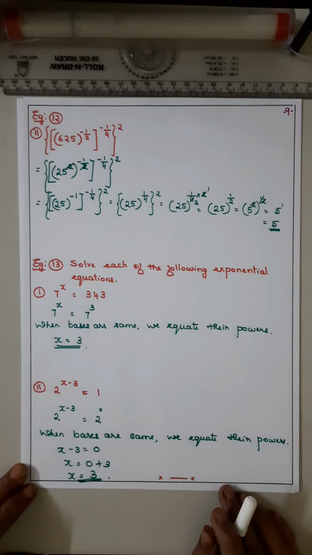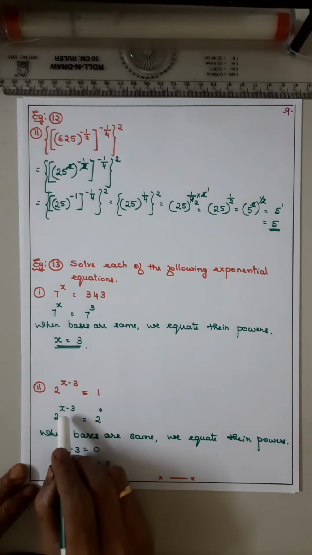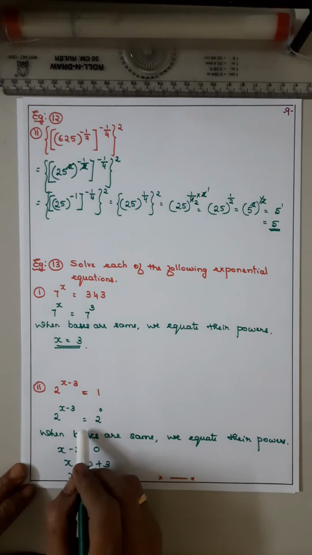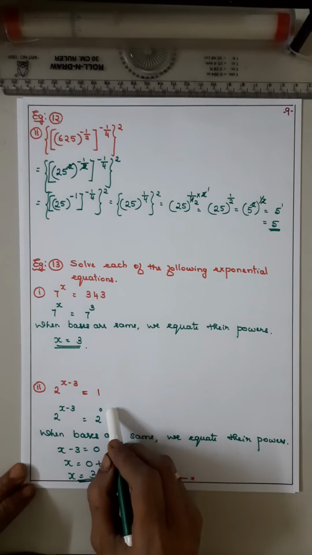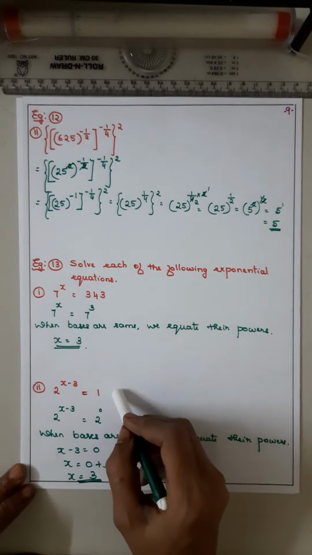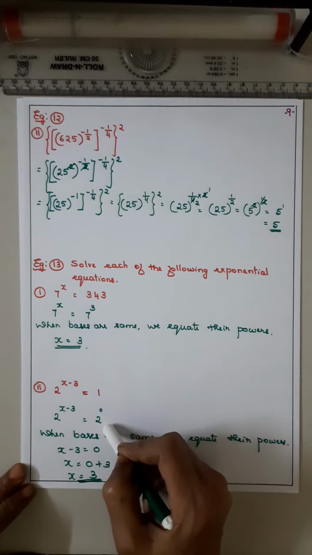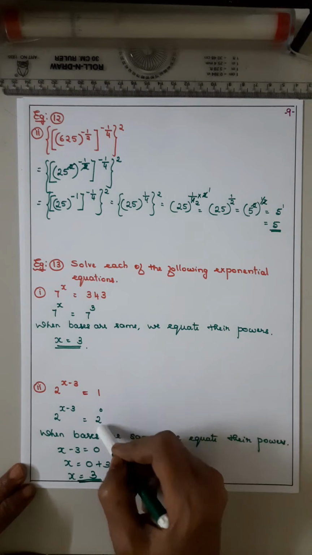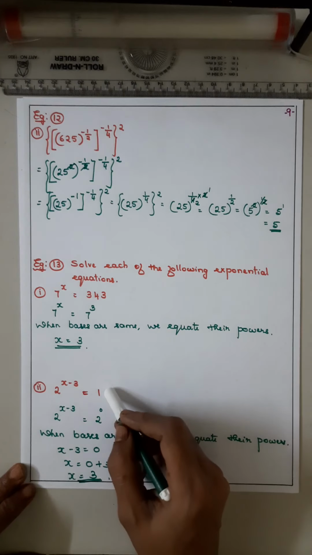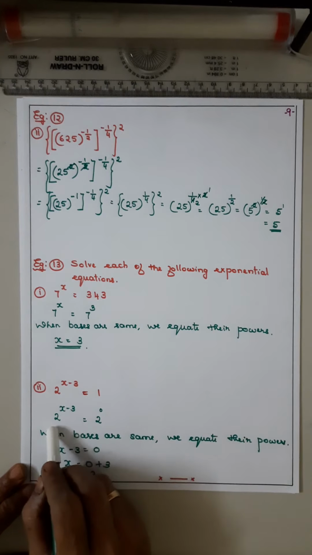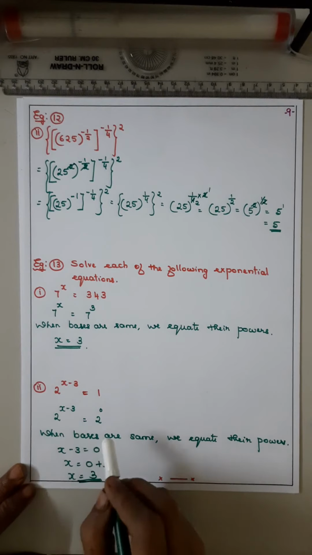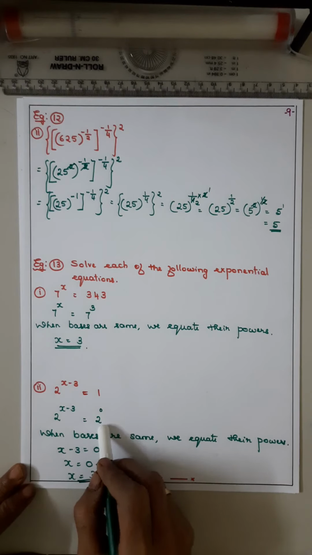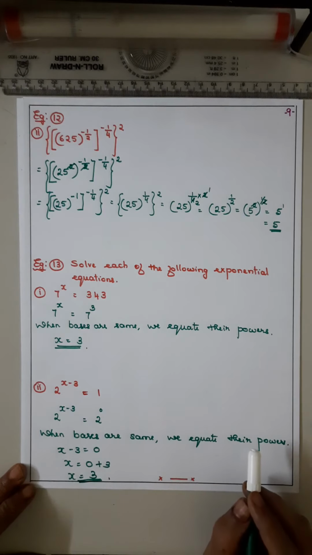So for that what we have to do? 2 to the power x minus 3 is equal to 2 to the power 0. Why 2 to the power 0? Because 1 means any base to the power 0. That you know, isn't it? Any base to the power 0 is equal to 1. So here when the base is 2, take here also base 2 and put the power 0.